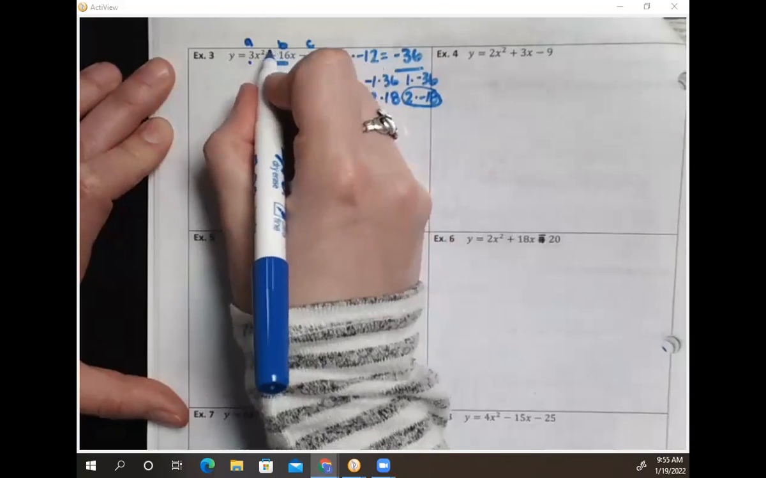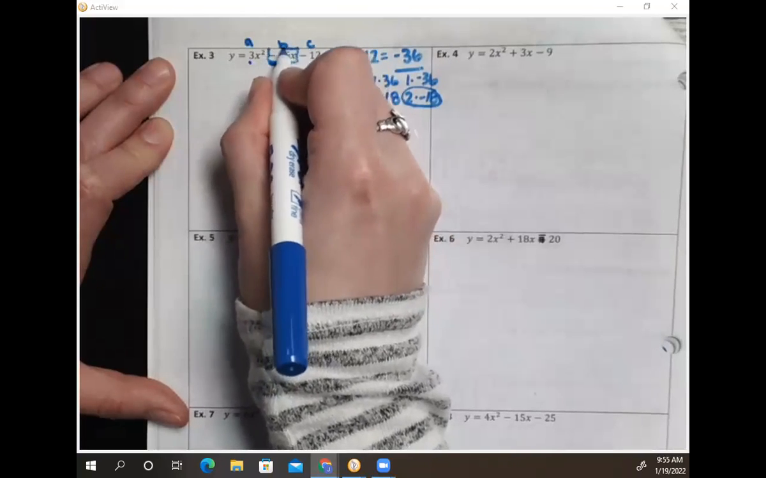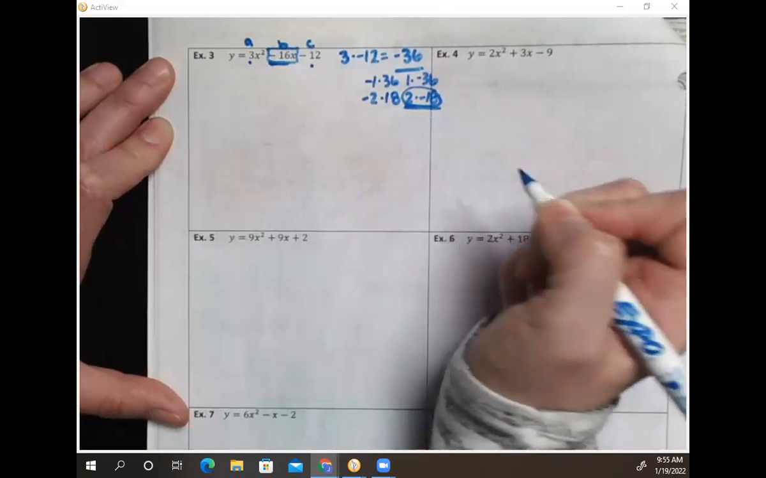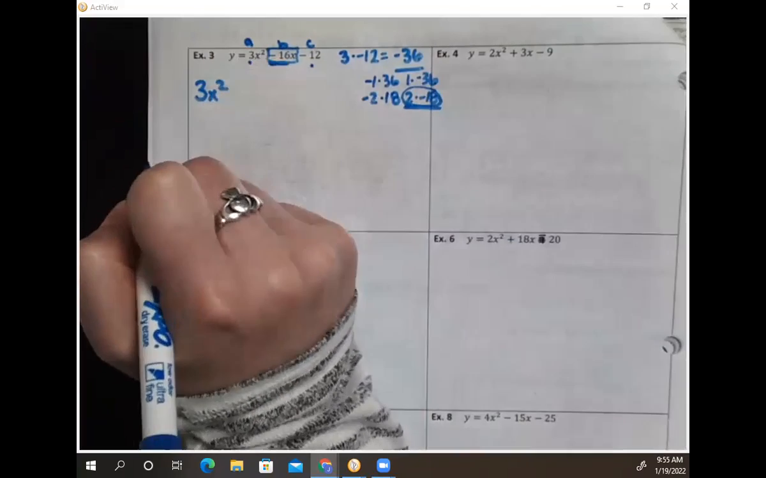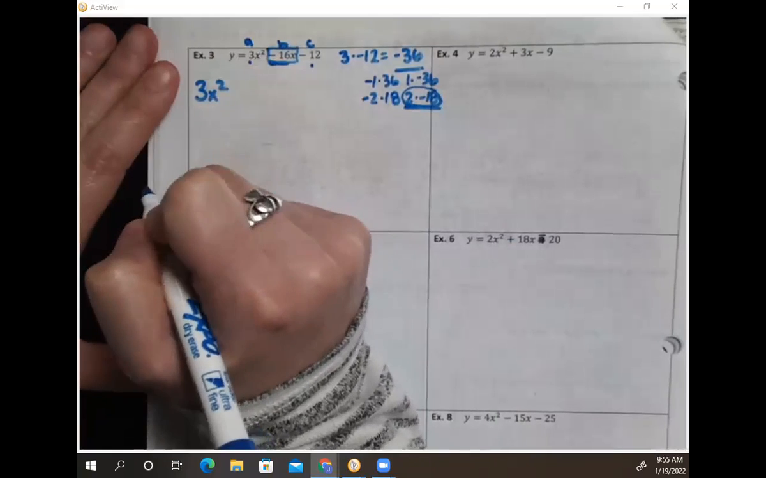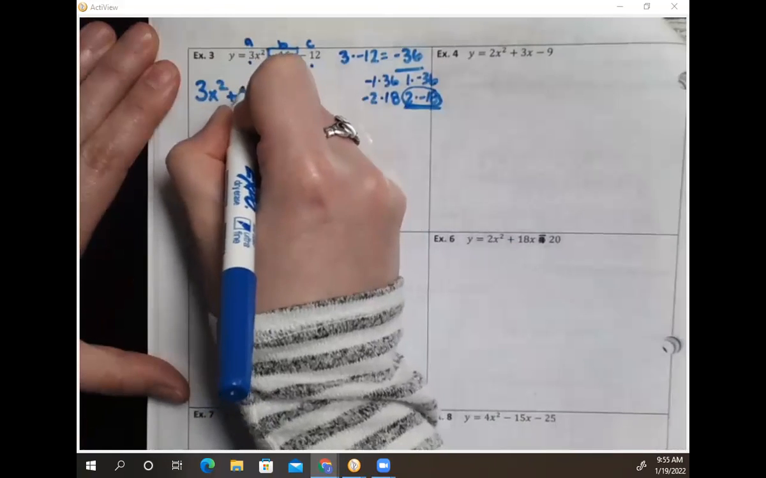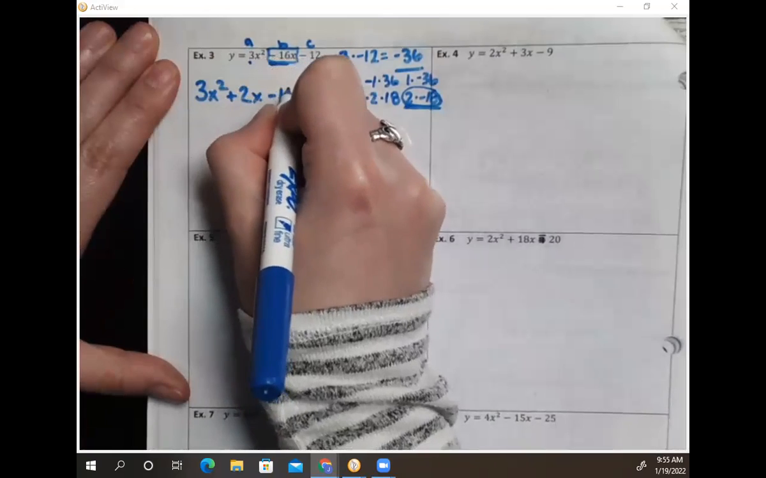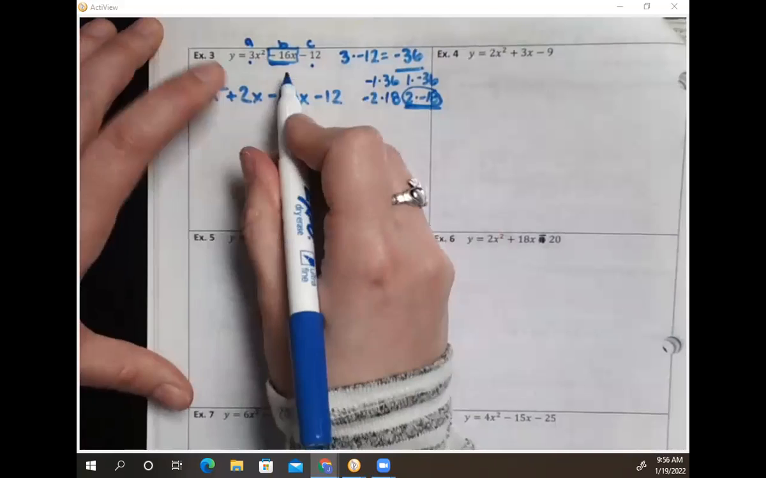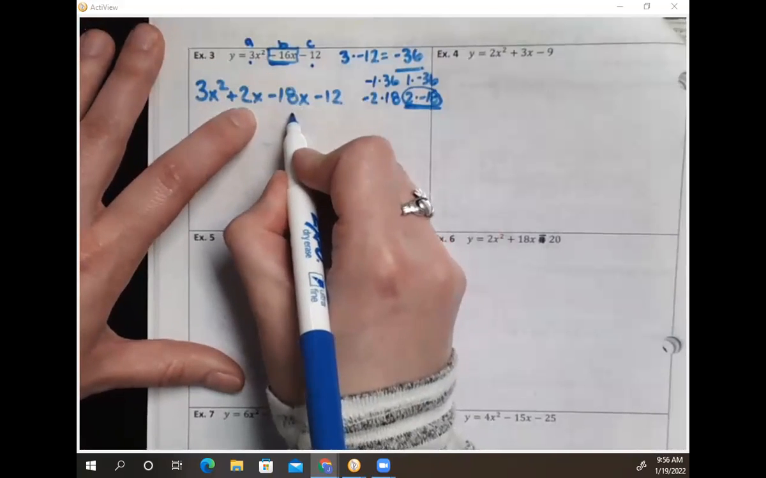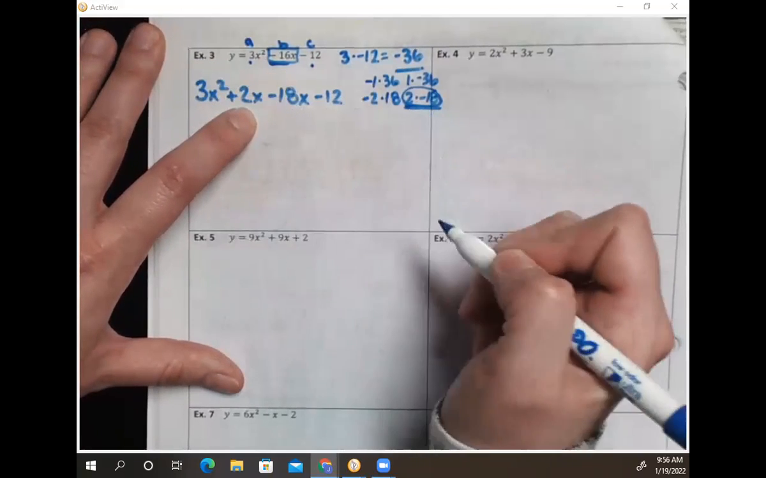Here's where this is going to change a little bit. I'm going to rewrite this middle term using the factors that we picked. So 3x squared, here's where I want you to start following along with me again. 3x squared plus 2x minus 18x minus 12. So I took that middle term and spread it apart using the factors that we picked.